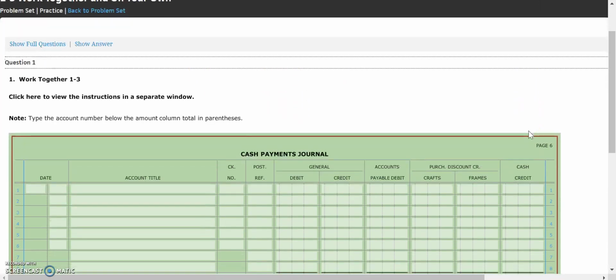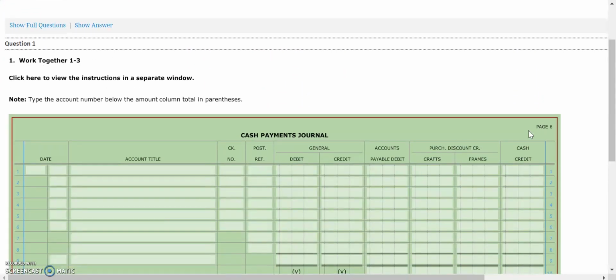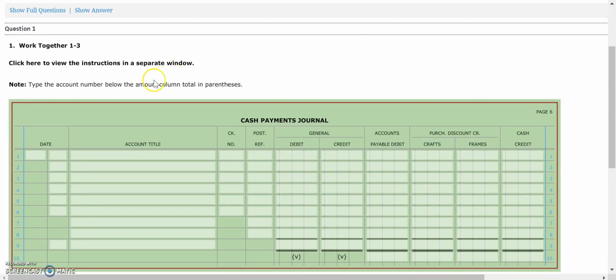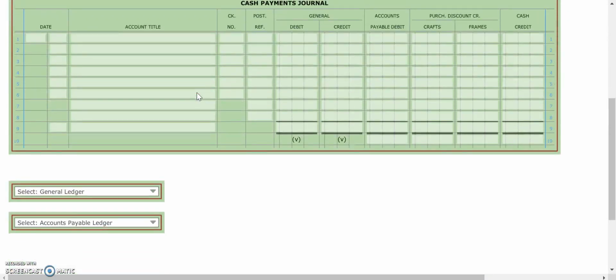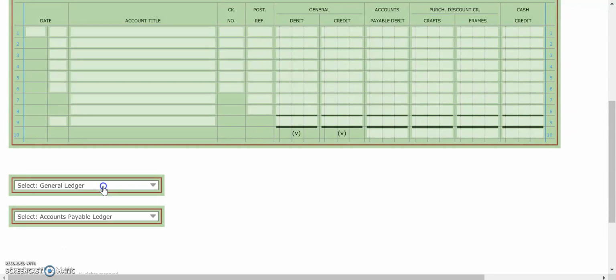So we have a very large cash payments journal here. Also note that it says we have to type the account numbers below the account column totals in parentheses, which is something different for this Applia. We've also got our general ledger here and our accounts payable ledger.